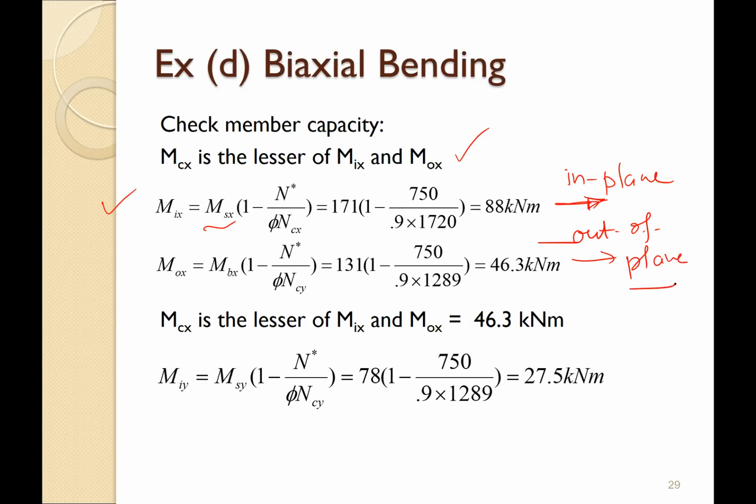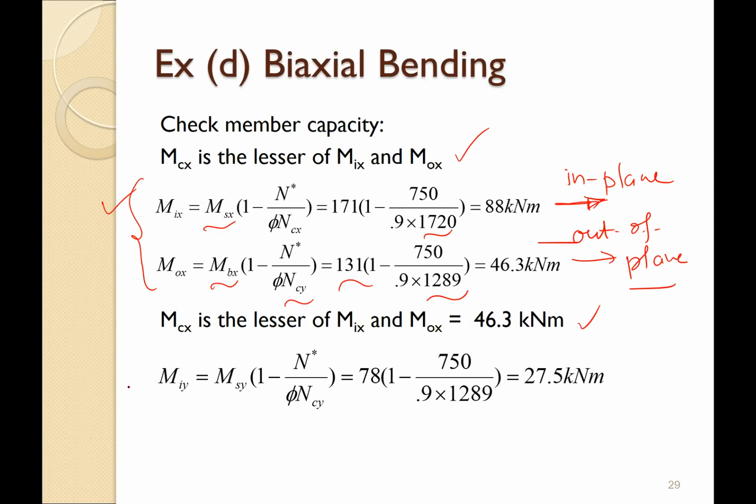Right? So in plane, you have NCX. And when you go to out of plane, you see MSX becomes MBX and NCX becomes NCY. So the values change accordingly. And you can see the outer moment capacity is given by 46.3 kilonewton meter. So we have calculated both in-plane and out-of-plane capacity, and then MCX is the lesser of these two. So this is 46.3 kilonewton meter.